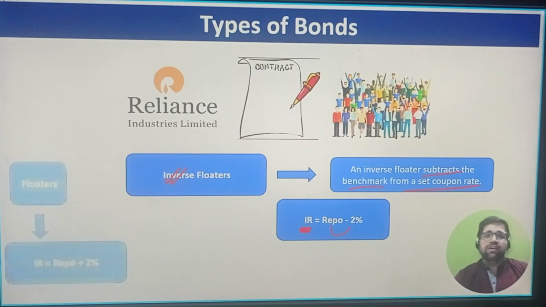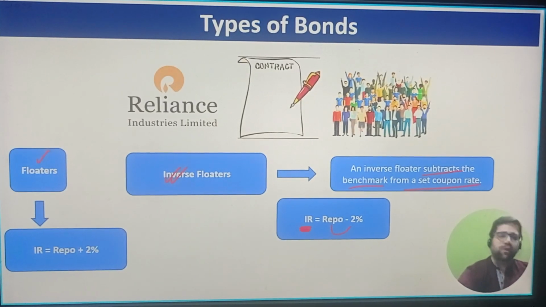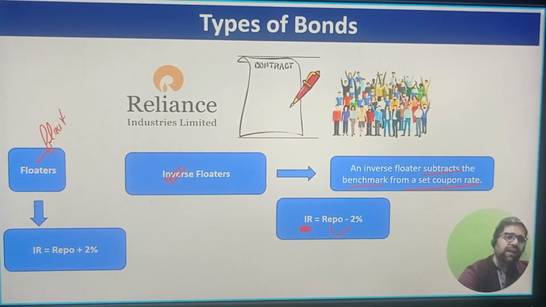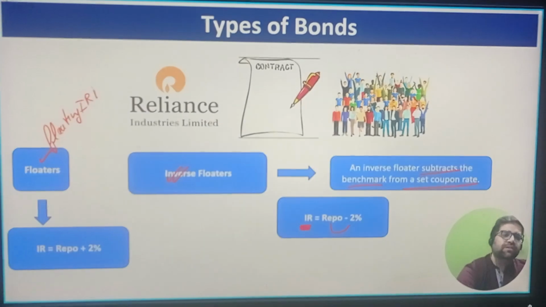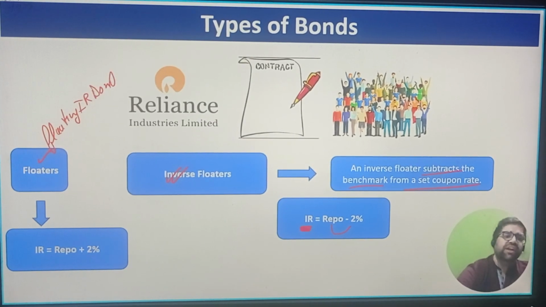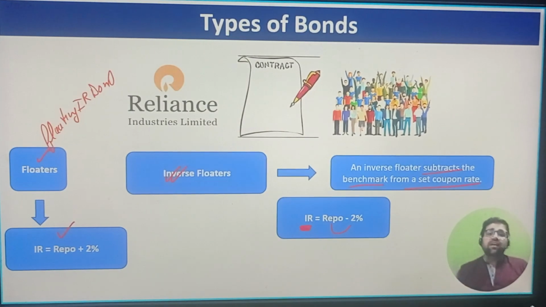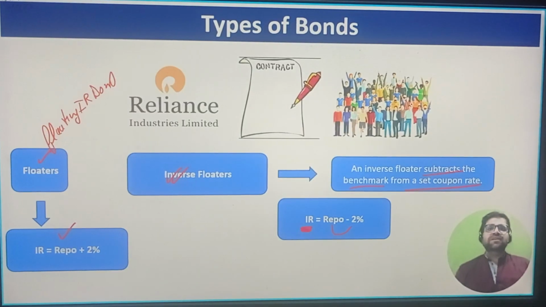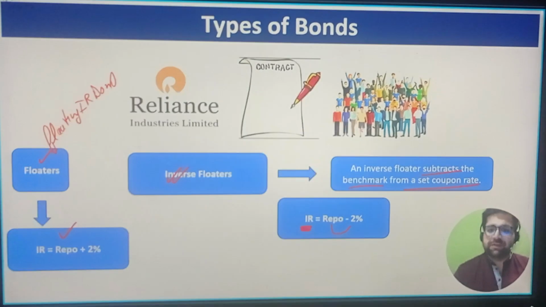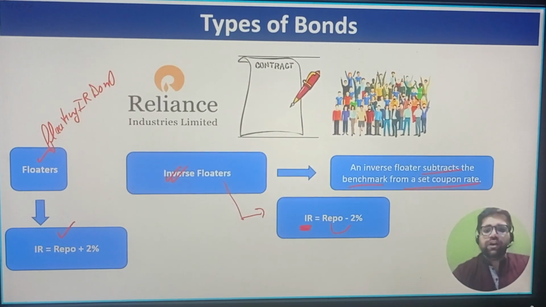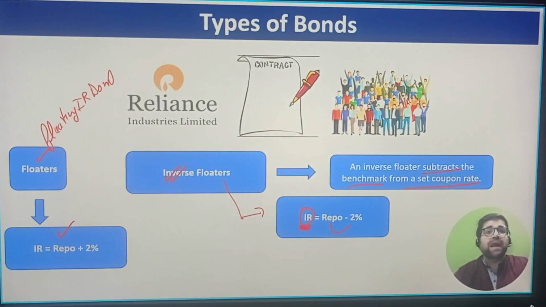But mind you, just now we have discussed the example of floaters. Floaters are floating bonds, floating interest rate bonds. Here we give the interest rate as repo plus 2%. But under inverse floater, inverse means that you are walking in the opposite direction. So under inverse floater, your interest rate will be given as repo minus 2%.